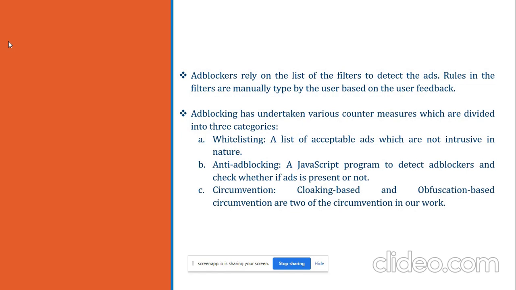Some of the countermeasures for ad blocking are whitelisting, anti-ad blocking, and circumvention. Whitelisting is a technique where the accepted ads are not intrusive in nature. An anti-ad blocking technique uses a JavaScript program to detect ad blockers and check whether ads are present or not. Clock-based and obfuscation-based circumvention are two types of circumvention in our work. Our CV inspector is also a circumvention technique.